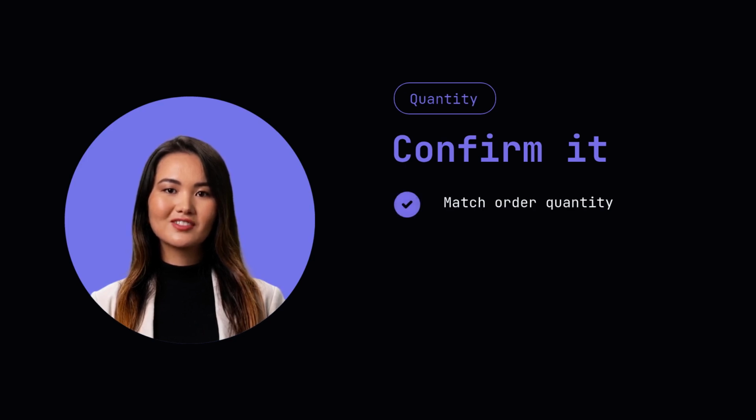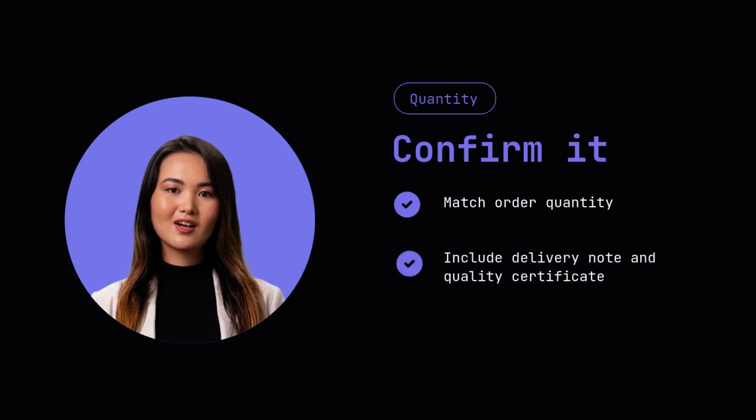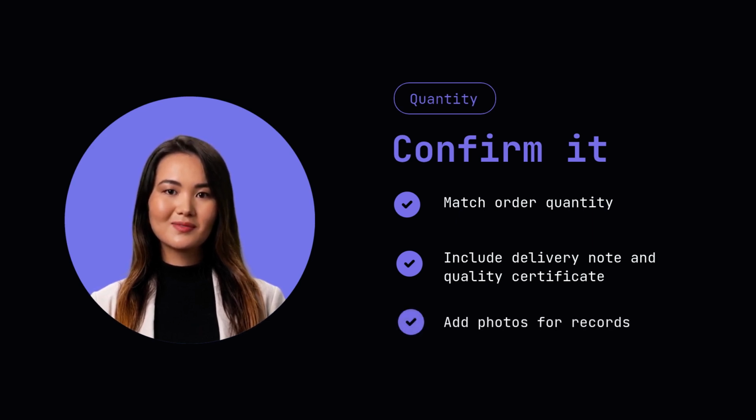Confirm the quantity matches the order or delivery note. Ensure a delivery note and quality certificate are present. Add photos in eAuditor for visual records. Write notes for any issues and collect the inspector's signature. This completes the documentation process.